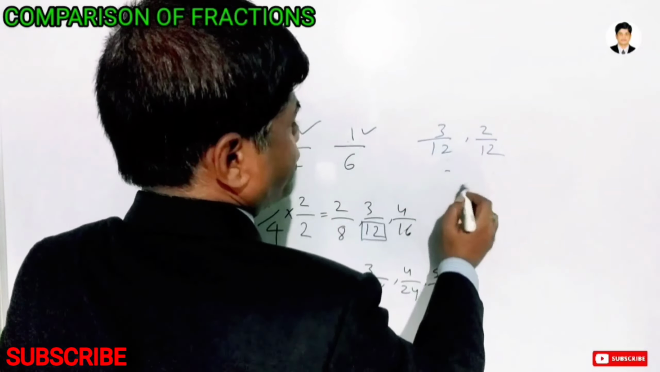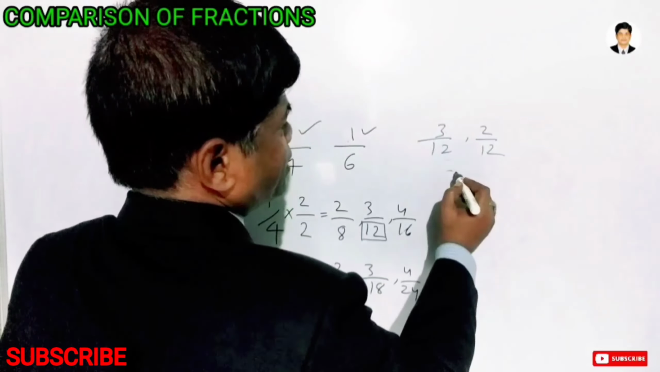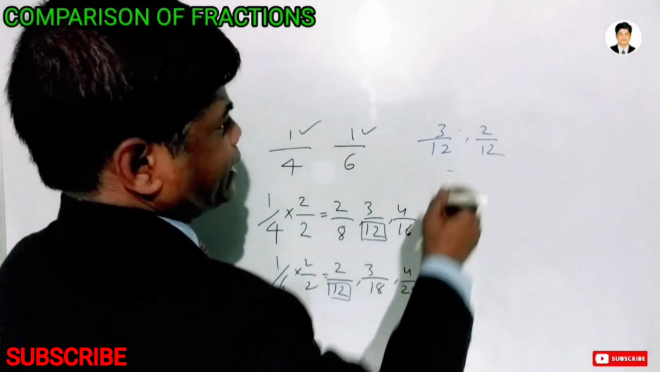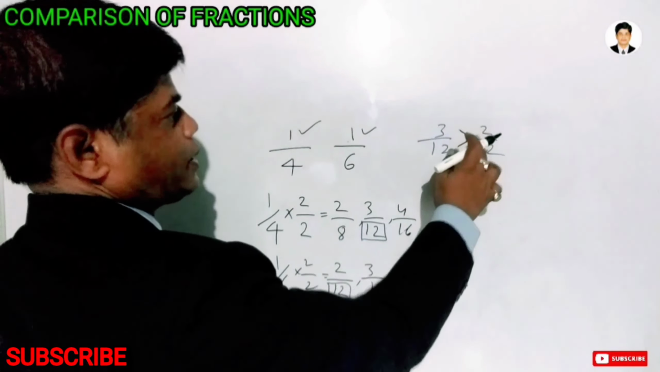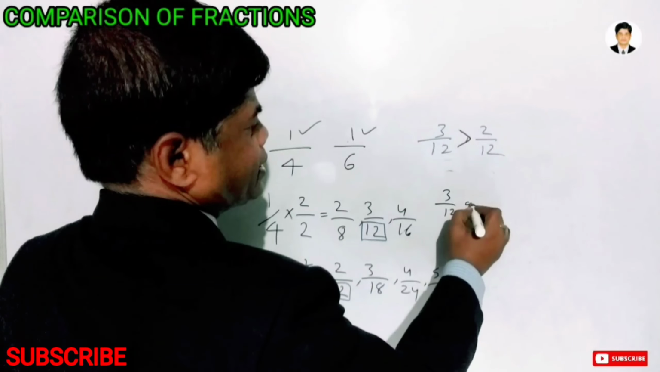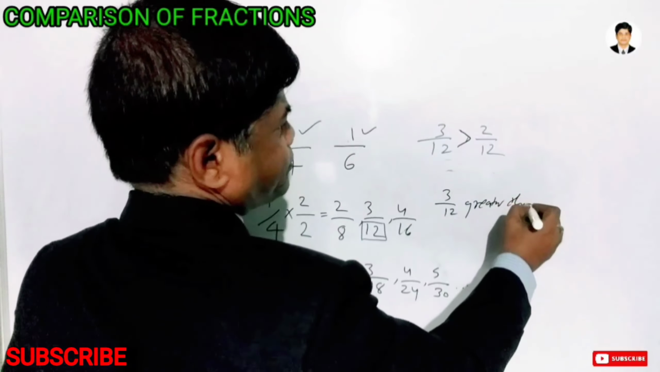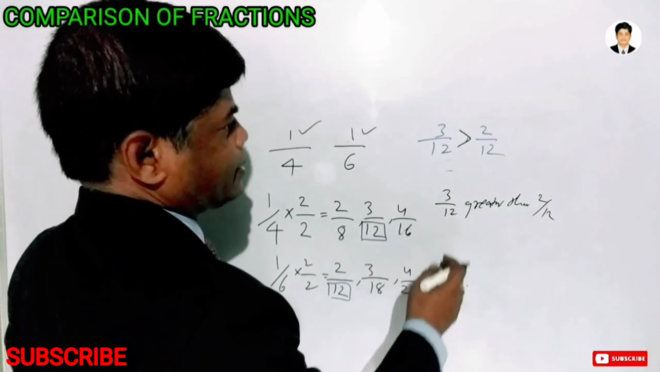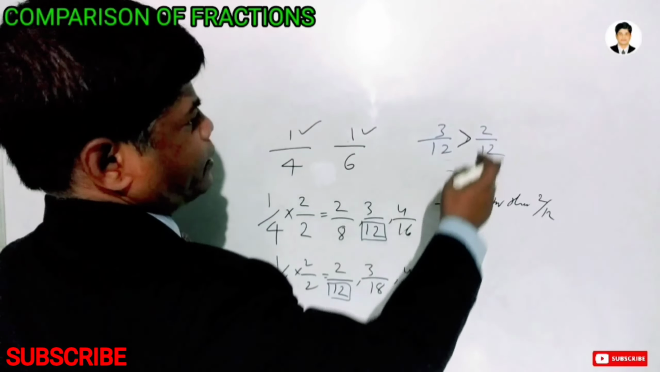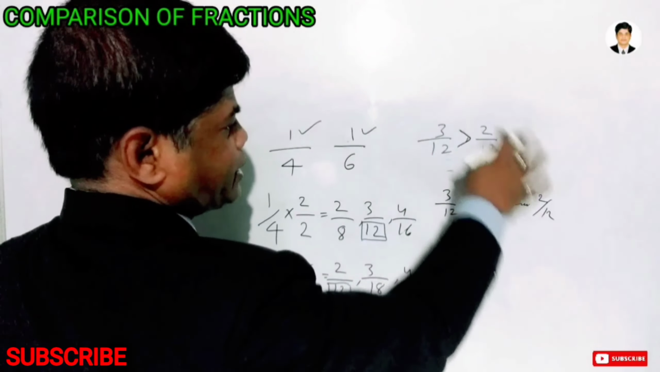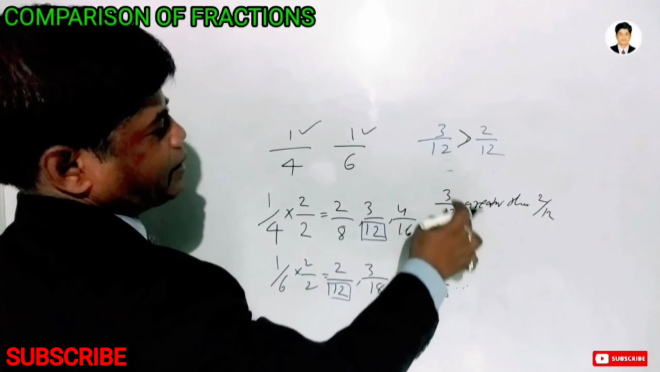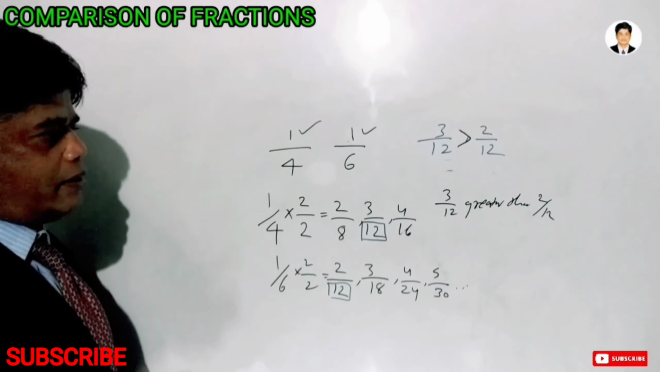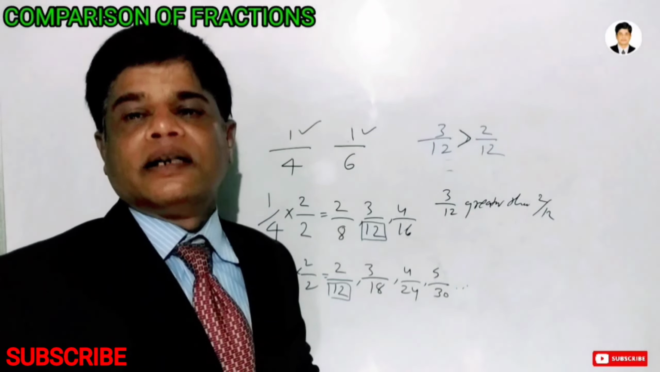Now tell me, we forget about 12. The top 3 is greater than 2. 3 is greater than 2. So 3 by 12 is greater than 2 by 12. In this case, 3 by 12, which means 1 by 4, is greater than 2 by 12, which means 1 by 6. As per this procedure, we are right that 3 by 12 is greater than 2 by 12. Hope you understood this class. Please read the books, you will understand.